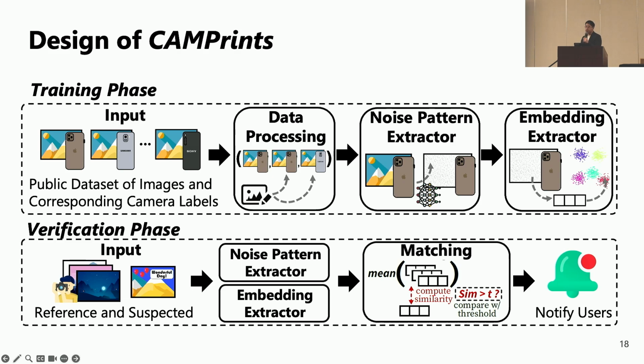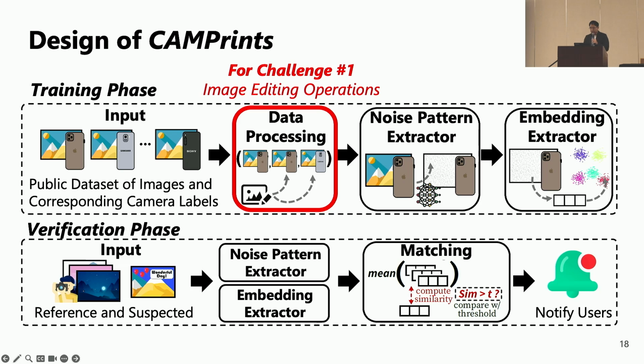Now, in the verification phase, CAMPrints compares embeddings from suspected images and user-provided references to identify whether they come from the same device or a different device. So if a match is found, then we alert the user. Let's zoom into how we tackle the challenges.